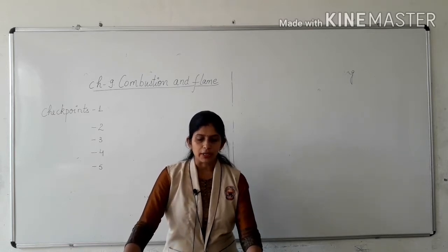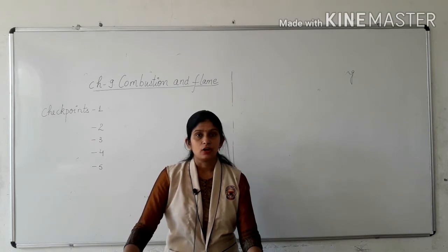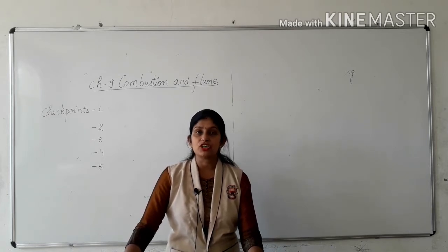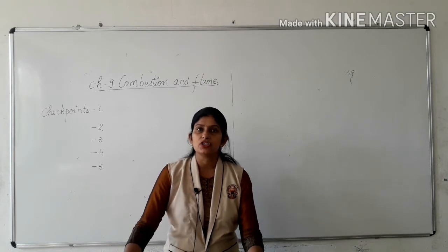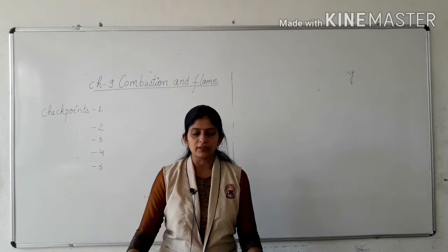So now checkpoint 2. Which of these things would have the lowest ignition temperature? A. Paper, B. Wood, C. LPG, D. Glass. Obviously it is LPG having the lowest ignition temperature. Now coming to checkpoint 3.